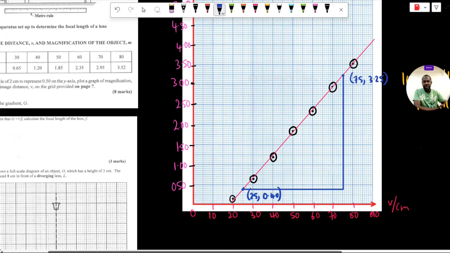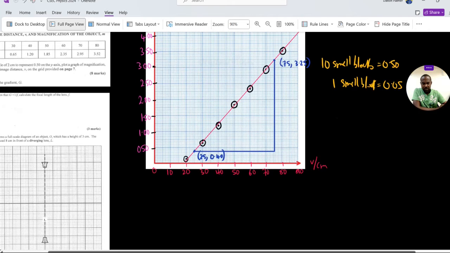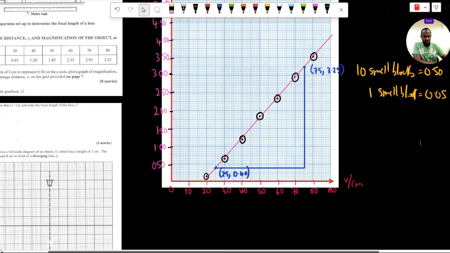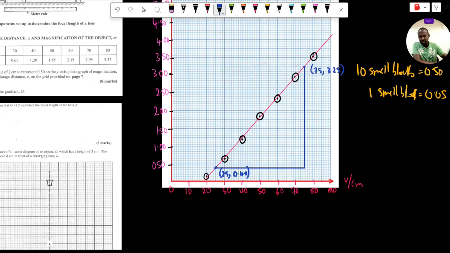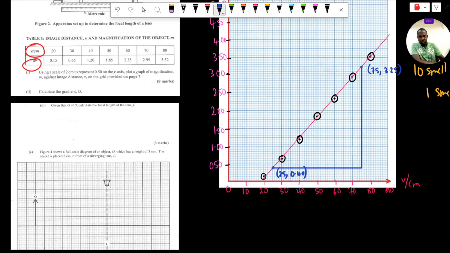And of course, we want to calculate our gradient. So let me zoom back out a little bit. All right, so let's go ahead and calculate our gradient. We can say that our gradient m, or the gradient has given us g. I think it has given us g in the question. So we want to find the gradient g. We know our gradient formula. Our gradient g is equal to y2 minus y1 over x2 minus x1. So we're going to let the upper point be our x2, y2, and the lower point be our x1, y1.